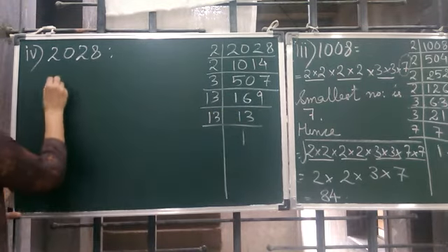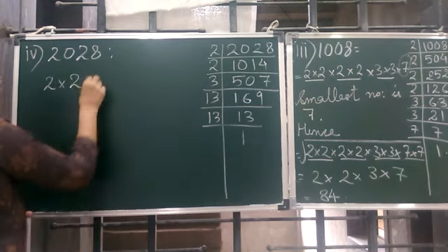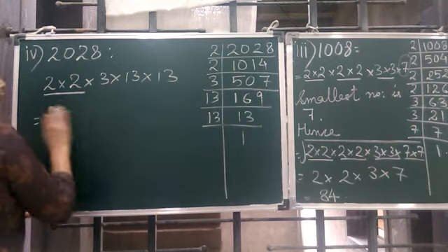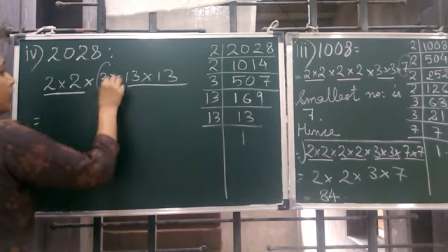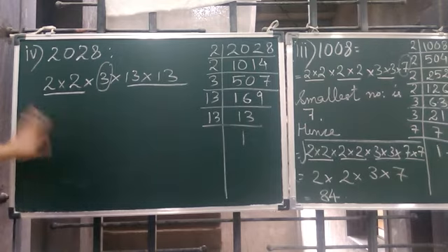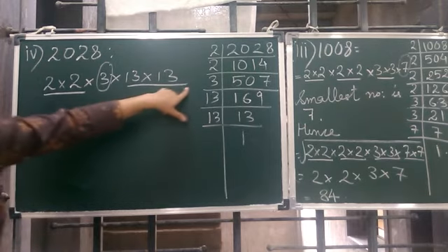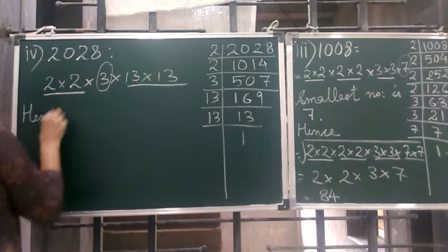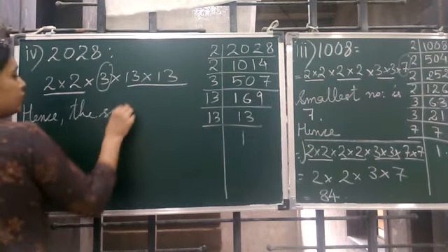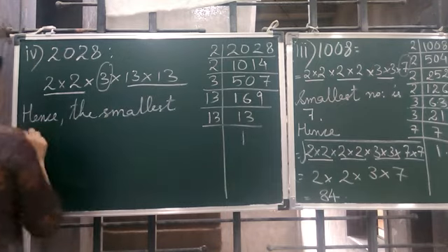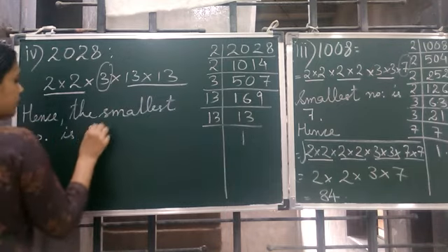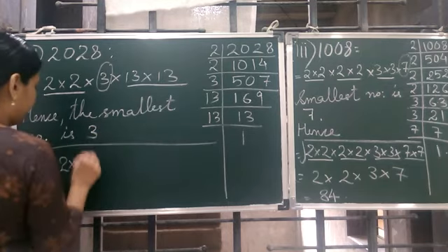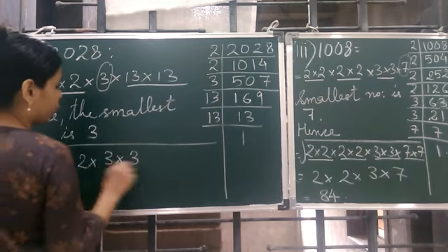So here we got the pairs. When we write the prime factorization, this is one number and this is one number. So who is alone? 3. That means by what you should multiply? You should multiply this factorization by 3 to make it a perfect square. Hence, the smallest number is 3. Therefore, when you put it under root, because you need to find out the square root also.